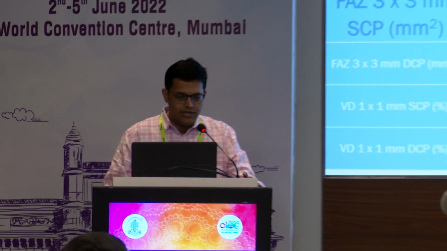So in eyes with foveal NV, we can say that the choroid was thinner at the fovea, the FAZ area had enlarged, and the vessel density at the fovea was reduced. Now coming to the univariate and the multivariate logistic regression analysis, we identified that it is the foveal avascular zone in the 3 millimeter by 3 millimeter superficial capillary plexus slab which contributes primarily to the development of the foveal neovascularization.